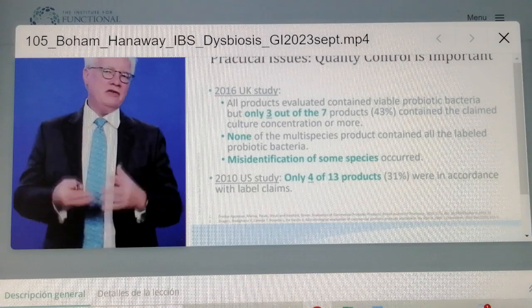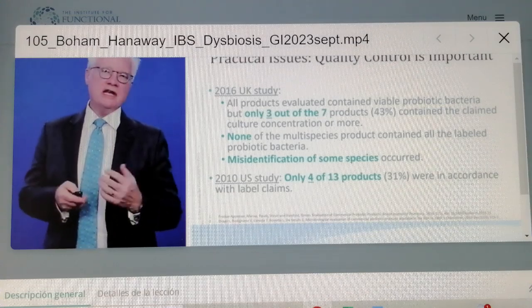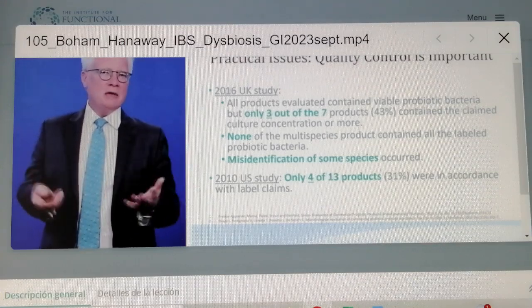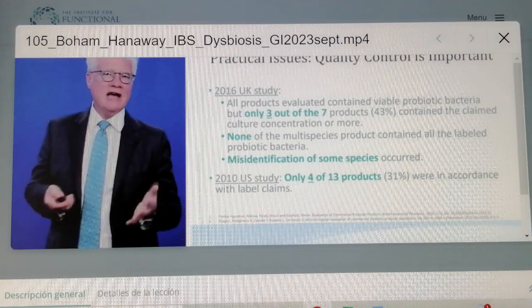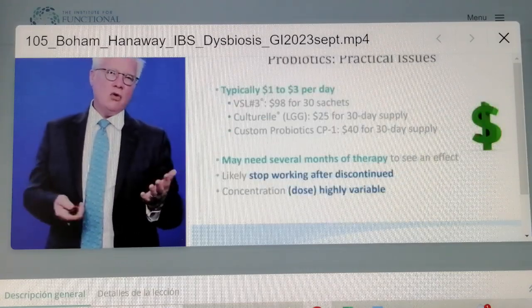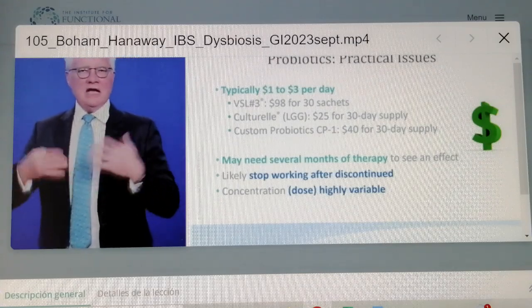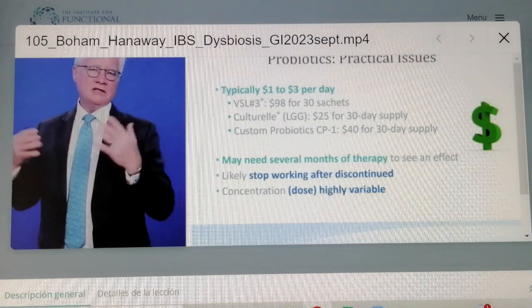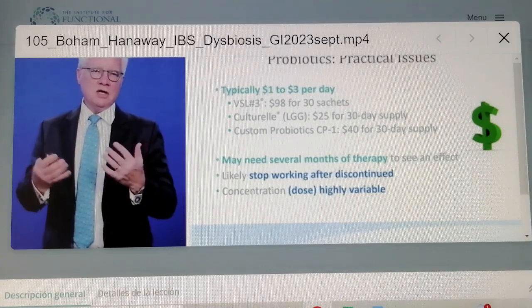And when they said they had multiple strains, none of them had all the strains that they said they would have. And even with the labeling that occurs in the United States, again, a third of the probiotics don't have what they say they have in them. So there's truly a quality issue. And there are also practical issues, where we can have agents that may cost as much as $100 a month, and agents that may be $15 a month.